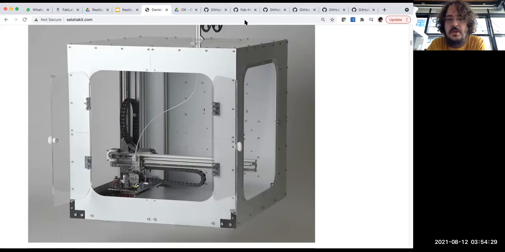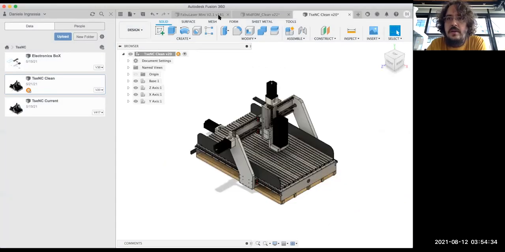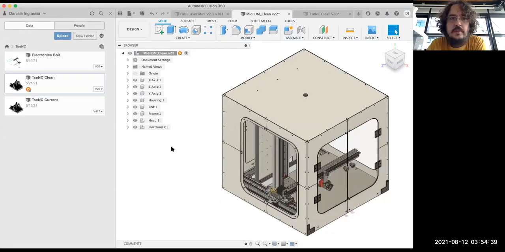So now we can go to the CAD directly, and we're going to see a little bit more about the CAD. Okay, so guys, don't be shy if you have questions about the printer itself. Daniele, yeah. I have a quick question about the resonance that you mentioned.